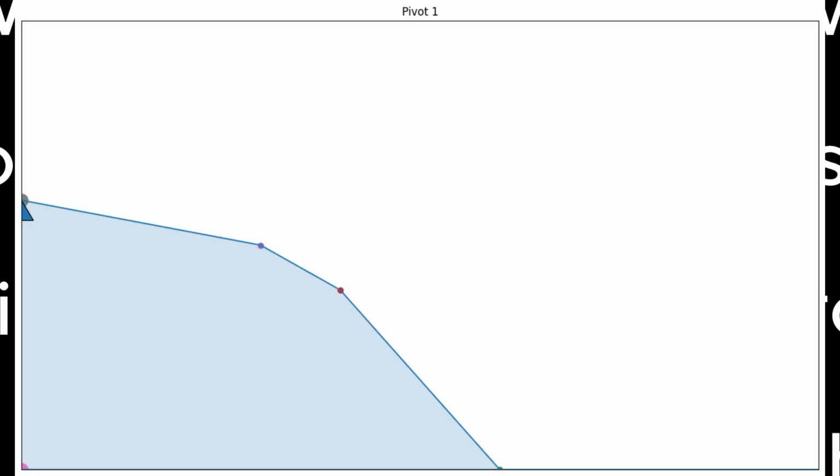Now let us look at what is happening. We begin at the origin, where both decision variables are 0. This is our initial basic feasible solution. The simplex method identifies a direction that improves the objective function.